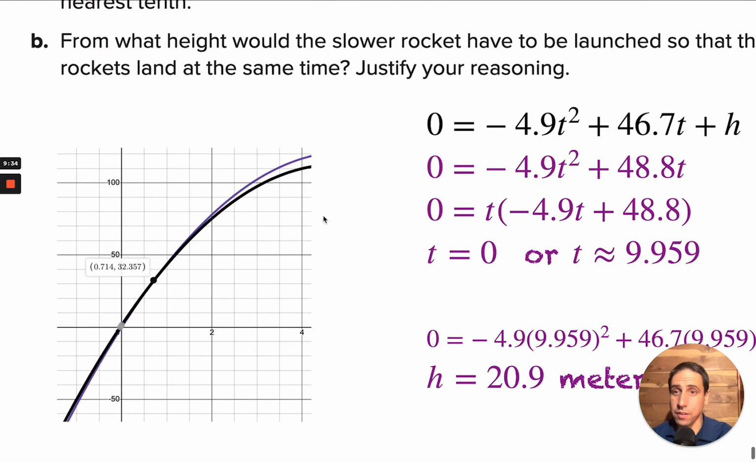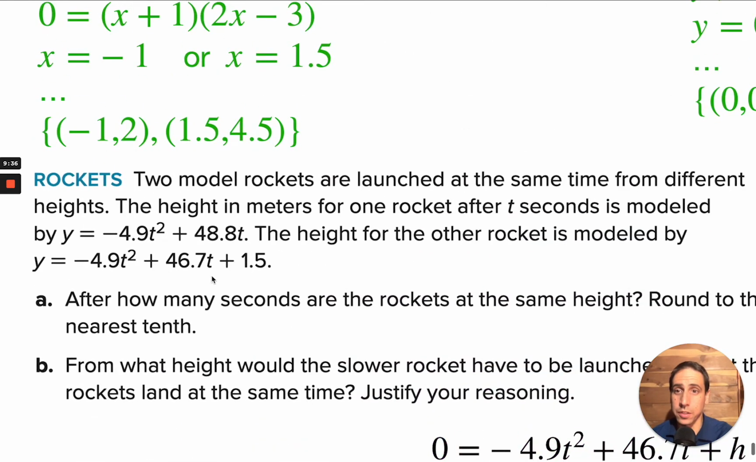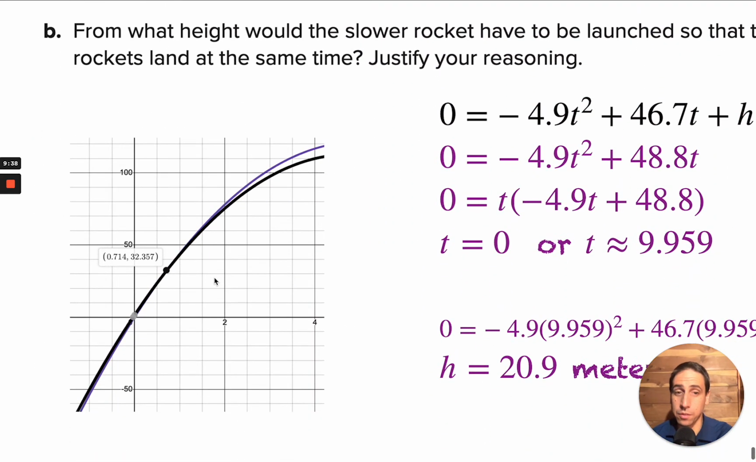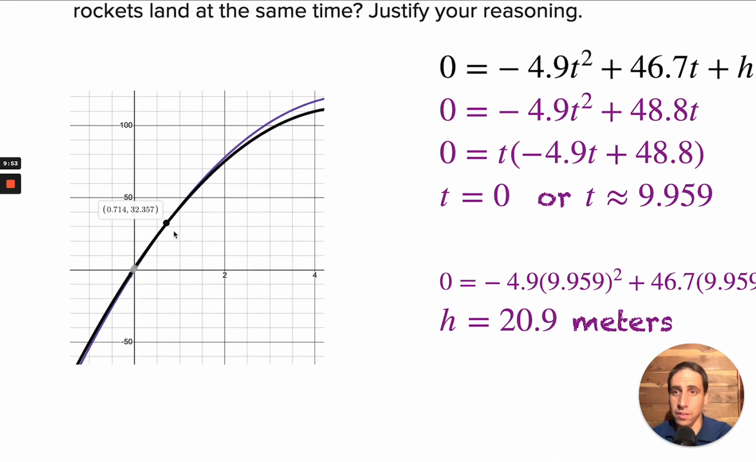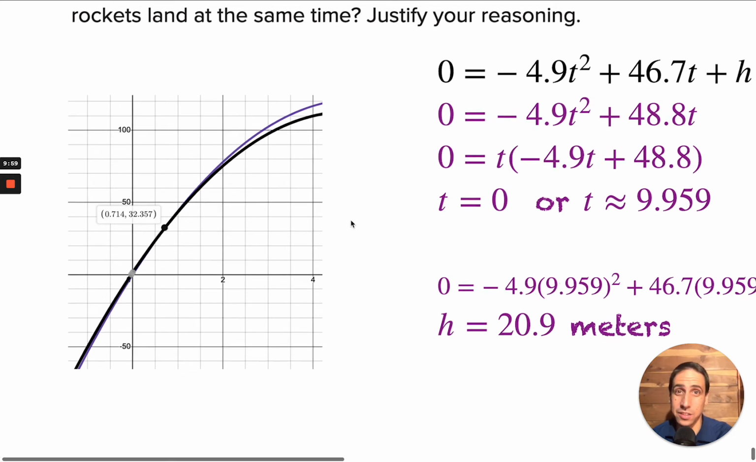I just graphed it. I just typed in both of these equations. You can use your Inspire, you can use Desmos. This is where the one is going to go slightly faster than the other, and the other one is at a slightly higher initial height, like on a platform. So you can see this is where they intersect right here, about 0.714 seconds after they get launched.